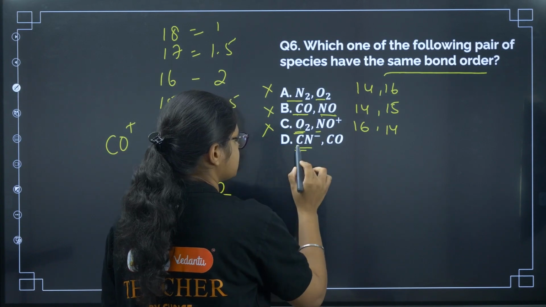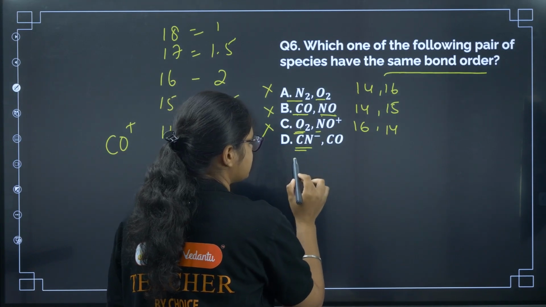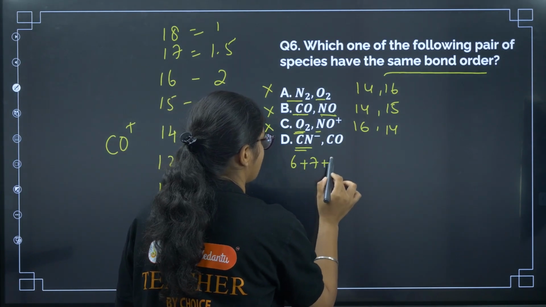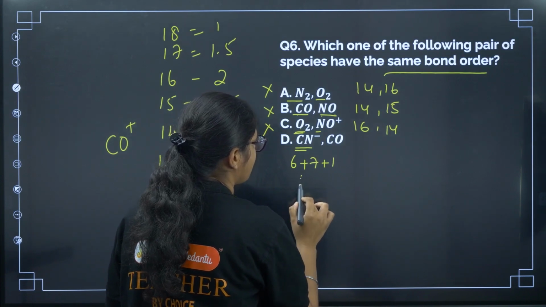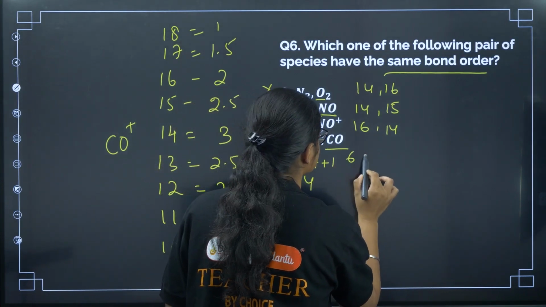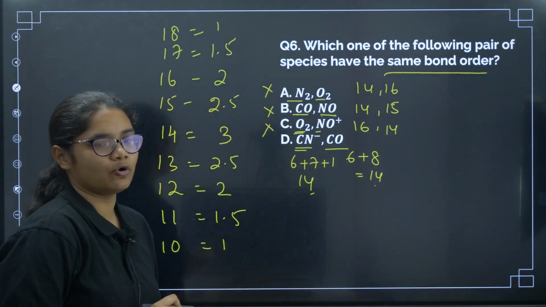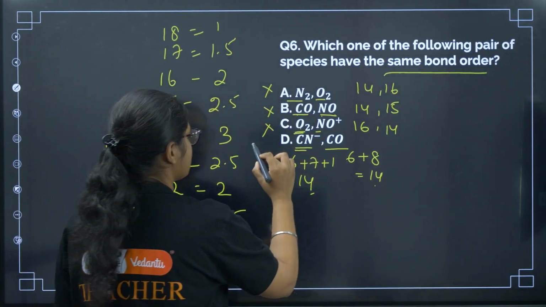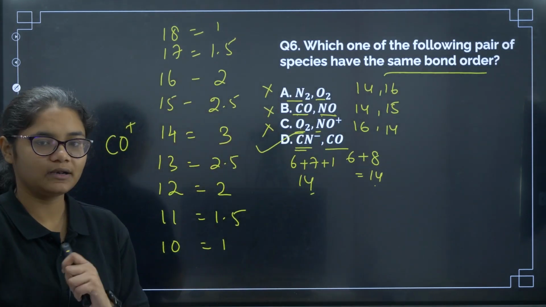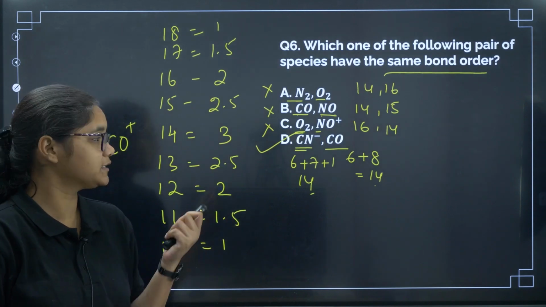Now if you see this one, CN minus. C is 6 plus 7 plus 1, right? So that is 14. And this one is also 6 plus 8, that is 14. So both of them will have a bond order of 3. So the correct answer for this question is option number D. Very easily you can solve this question.